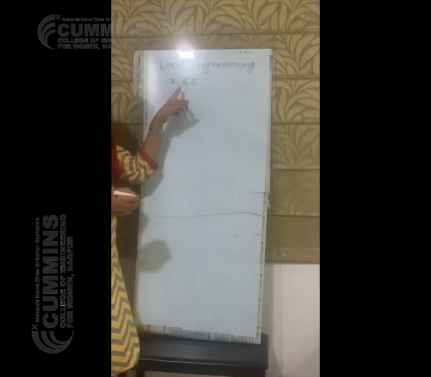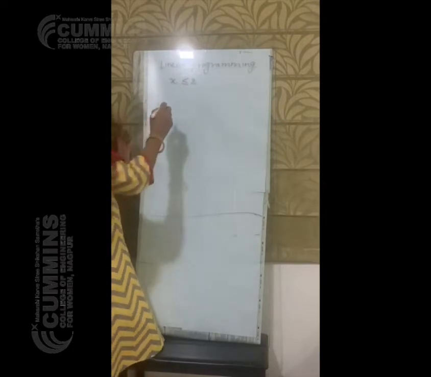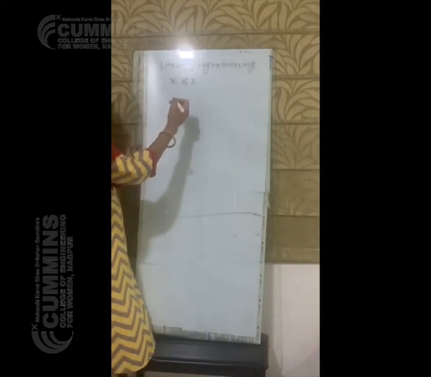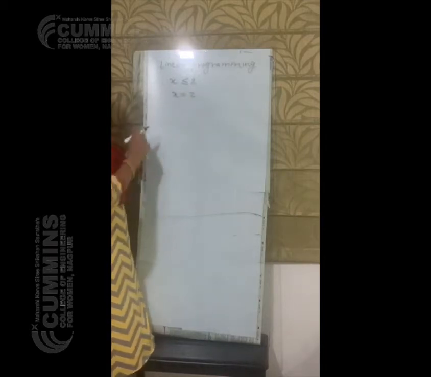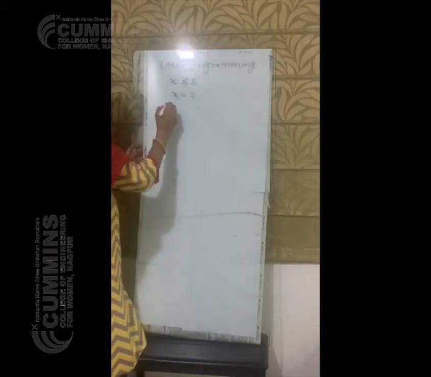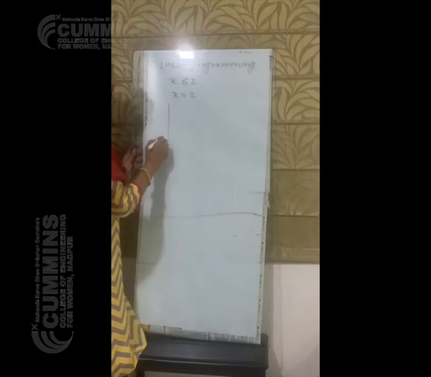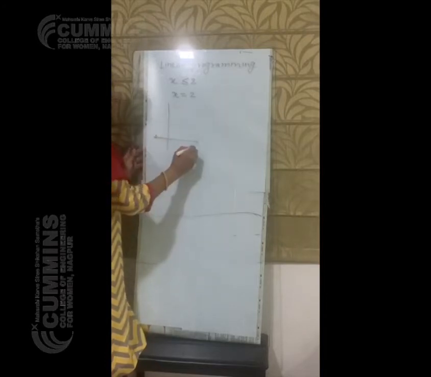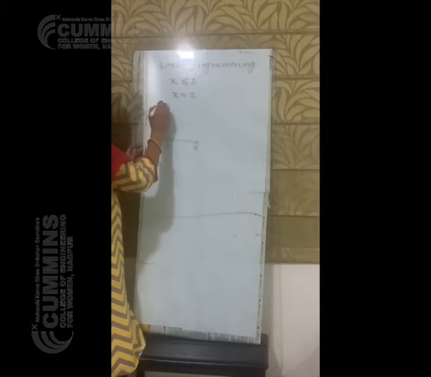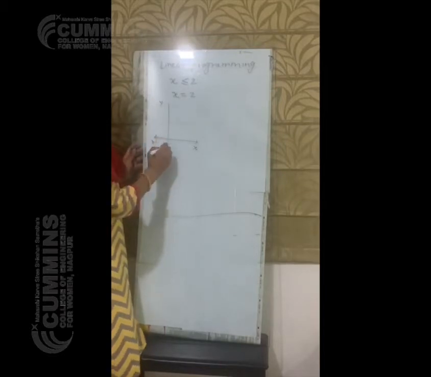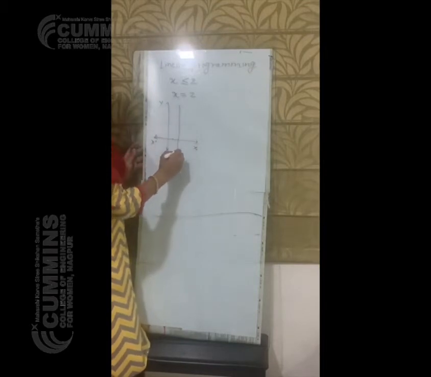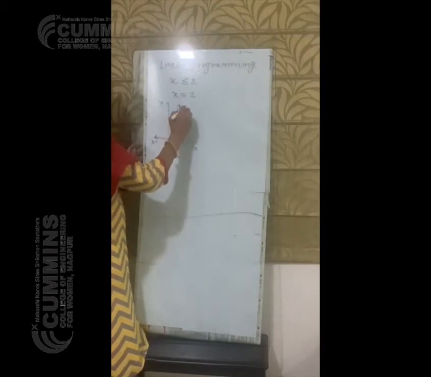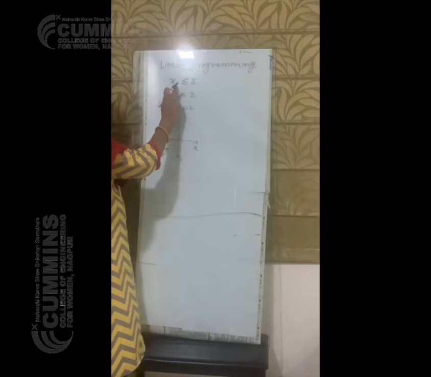If we have to draw the portion of x less than or equal to 2, we have to find the equation corresponding to this inequality. This is x equal to 2. So we have to draw the x-axis, y-axis, and the line x equal to 2. So this is the line x equal to 2.